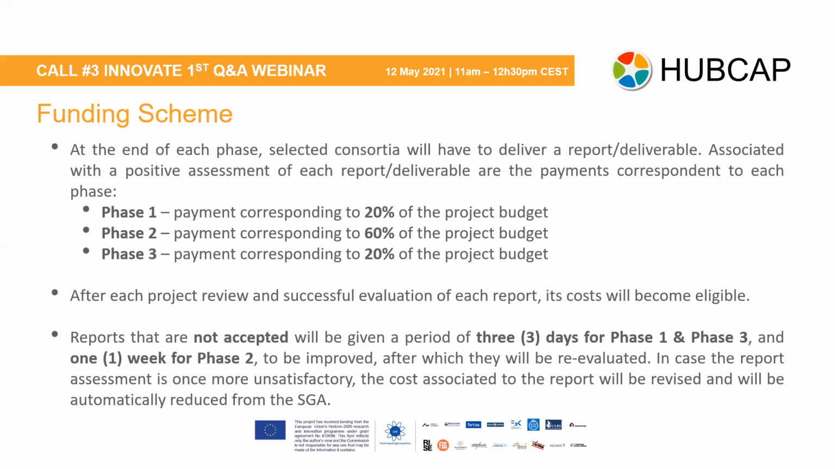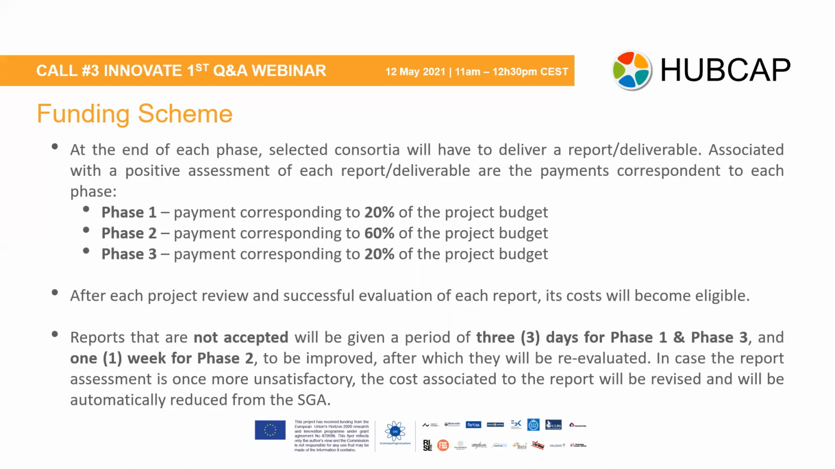And for phase 1, at the end of the 2 months, you will have a payment corresponding to 20% of your project budget. At the end of phase 2, you will have a payment corresponding to 60% of your project budget. And finally, the remaining 20% at the end when you conclude your project implementation or action. After each project review and successful evaluation of each report, its costs will become eligible.